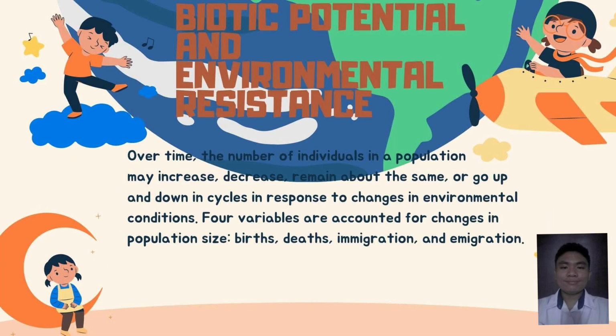Biotic potential and environmental resistance. Over time, the number of individuals in a population may increase, decrease, remain about the same, or go up and down in cycles in response to changes in environmental conditions. Four variables are accounted for in changes in population size: births, deaths, immigration, and emigration.